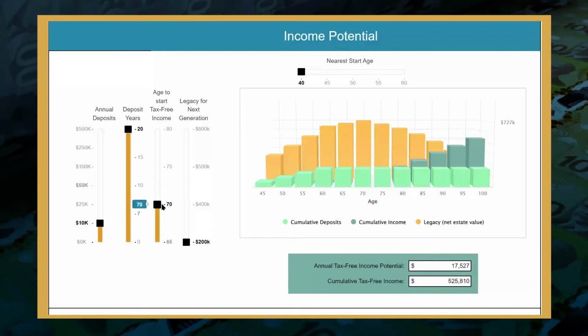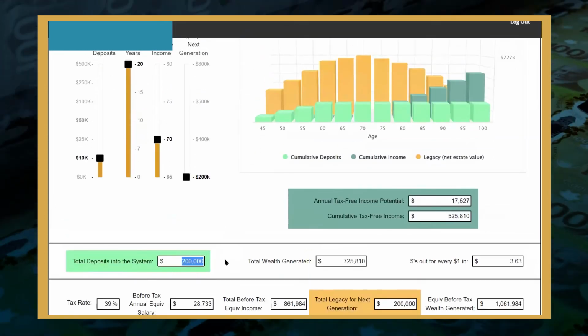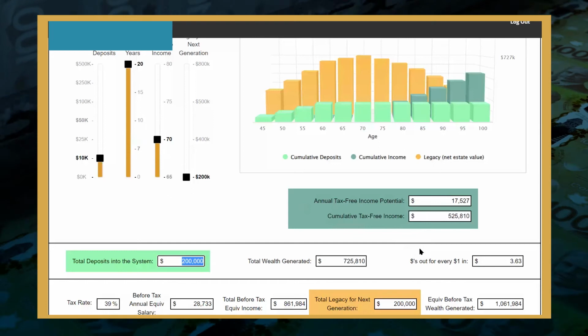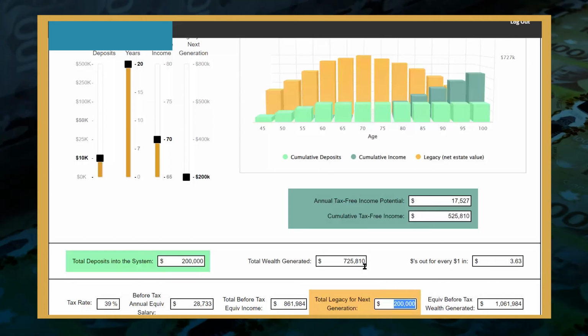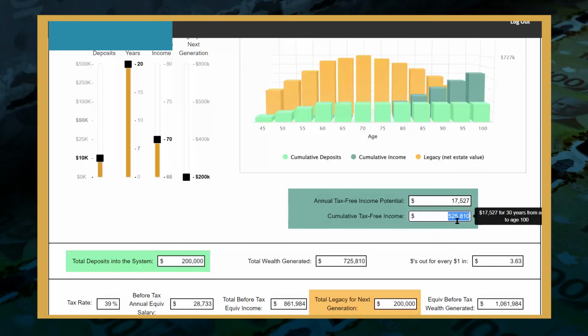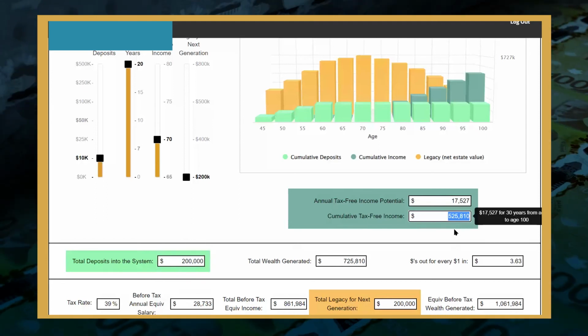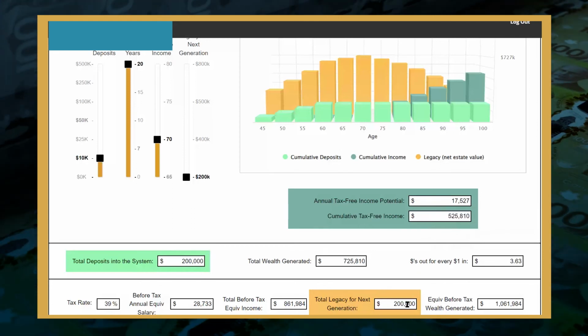Now, here's the next piece that I want to show you. If we scroll down a little bit here, you can see that we've put about $200,000 into the system. We started our income at 70 in my example, and we also have a tax-free death benefit to leave behind. So when we add in what we took as a cumulative tax-free income, at $17,000 for that period of time, you've taken out $525,000 while you were alive. You put $200,000 in while you were alive, and you took $525,000 out. That's a pretty good deal. And then when you're gone, you leave an additional $200,000 back to the next generation.